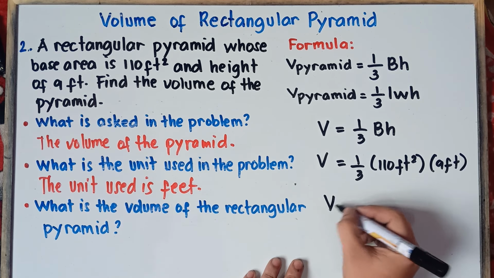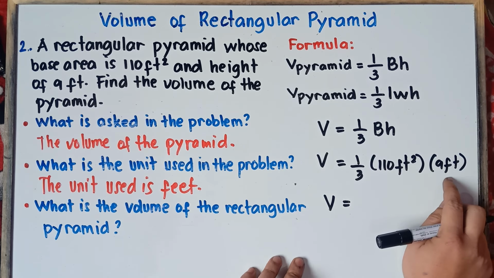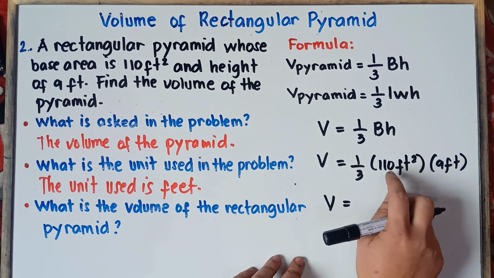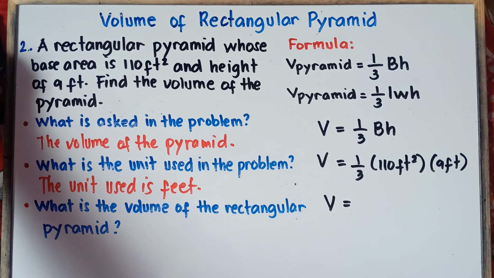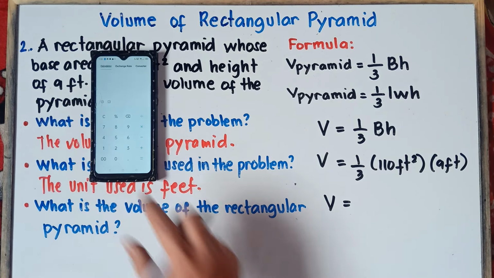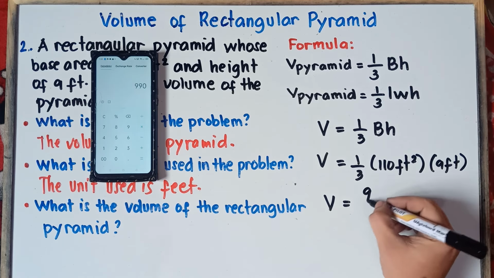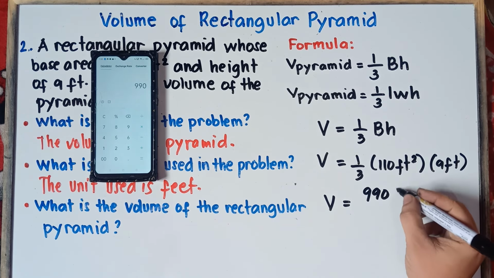Alright, and then simply multiply this one, class. 1 times 110 times 9. So once again, we can ignore 1 because 1 times 110, the answer is still 110. So simply multiply 110 times 9. Alright, so use your calculator. 110 times 9, the answer is 990. Then square feet times feet, that would be cubic feet.